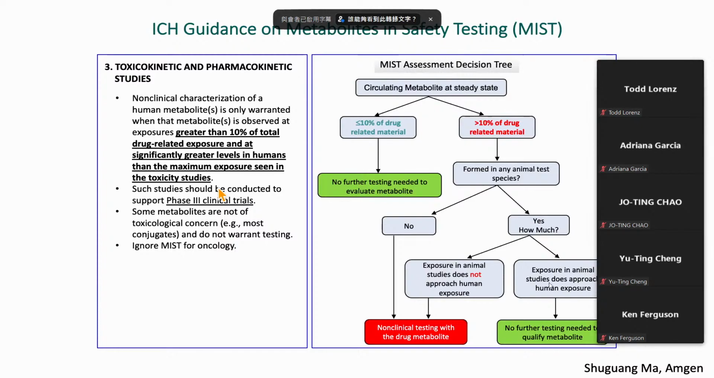If it's greater than 10% of the drug-related material, now you have to do a quantitative analysis in the toxicology species. So is it formed in any one of the tox species at all? If the answer is no, you're going to have to do toxicology testing on the metabolite. If the answer is yes, then you do a more accurate quantitation. If the exposure does not approach the human level, then you're going to have to do tox testing. But if the exposure in the animal approximates, and we've come to use the value of 0.5, half of the level that's in human, it would be an acceptable level in the tox species, then you don't have to do any additional work.